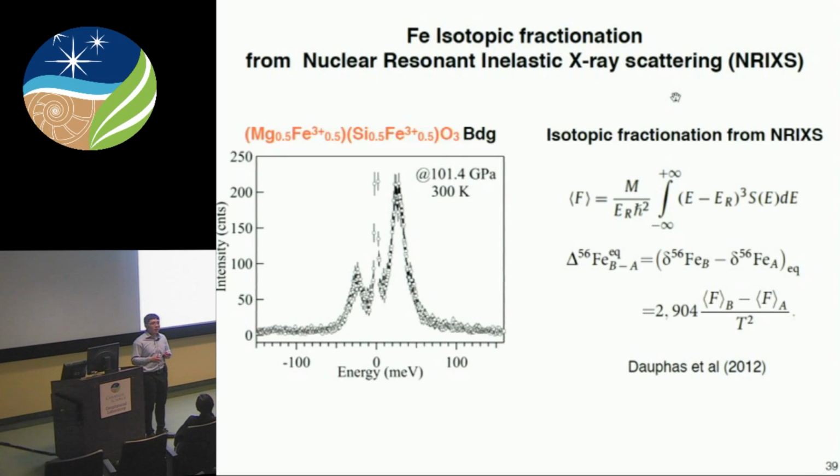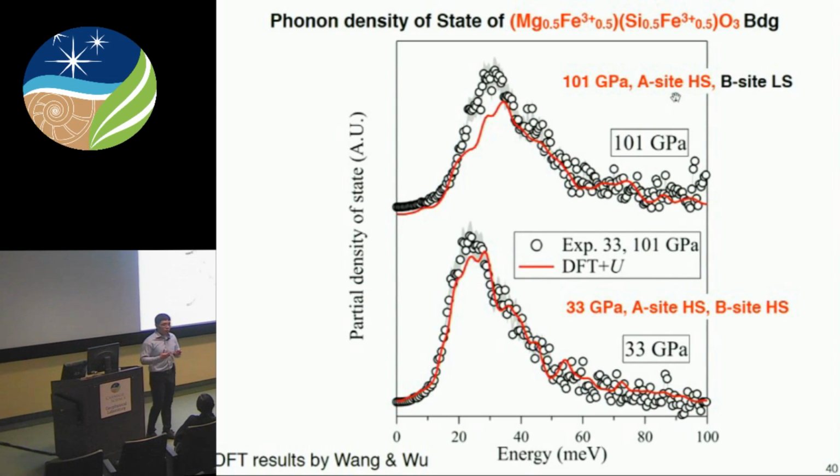For the data processing, we analyze the third moment of those inelastic peaks to derive the force constant. You can treat this force constant as a bulk modulus of the iron sublattice, which tells us how strong the iron bonds are. From the force constant of different phases, we can calculate the delta iron-56 and its dependence on temperature.